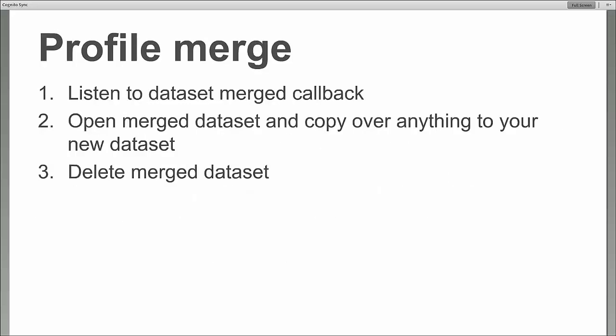The last callback we haven't talked about is a profile merge. And this happens when Cognito identity merges two different authenticated identities together. So if you have one user who logs in on Facebook on one device, and then they choose to log in with Twitter, you can actually merge those identities together into a single Cognito ID. And the merge process also merges their sync data stores together.